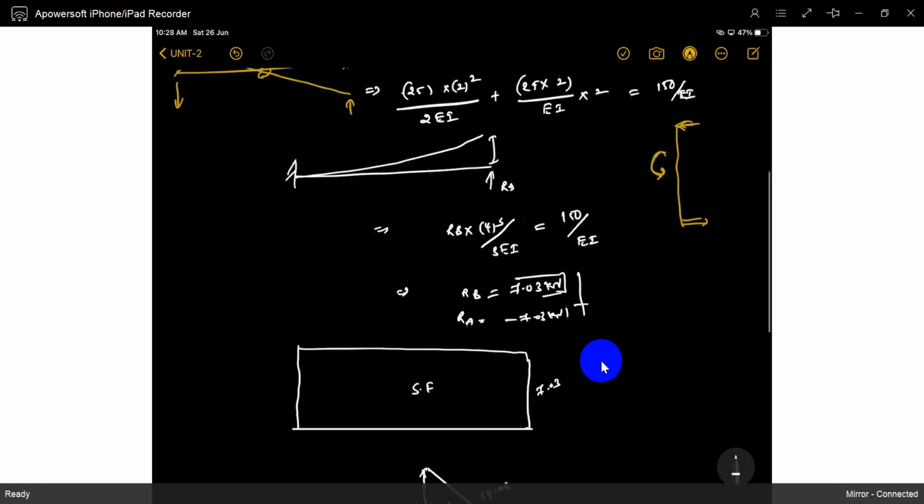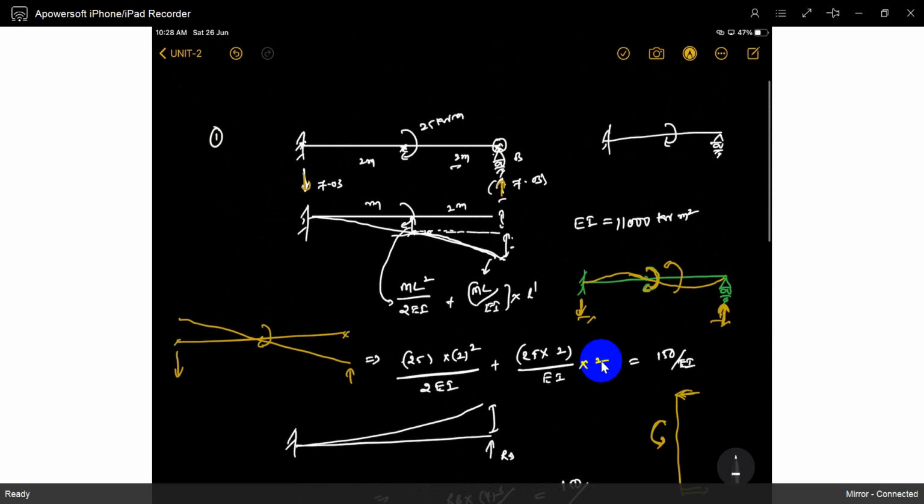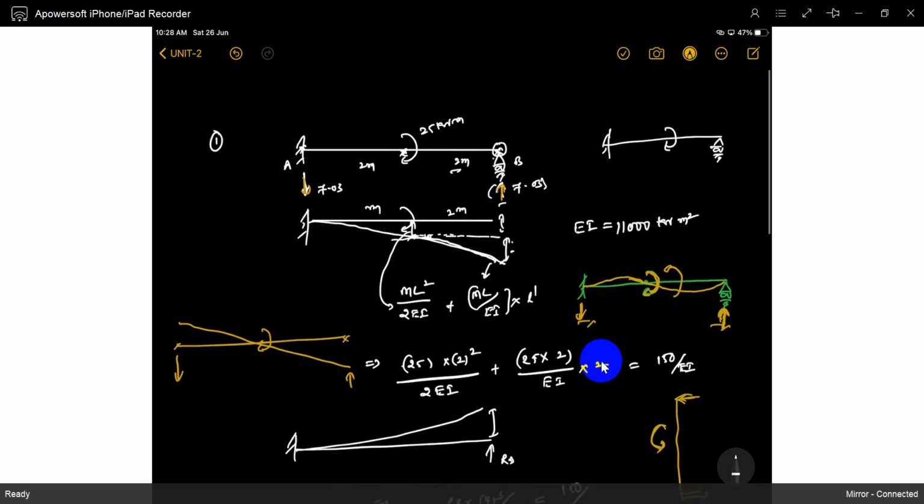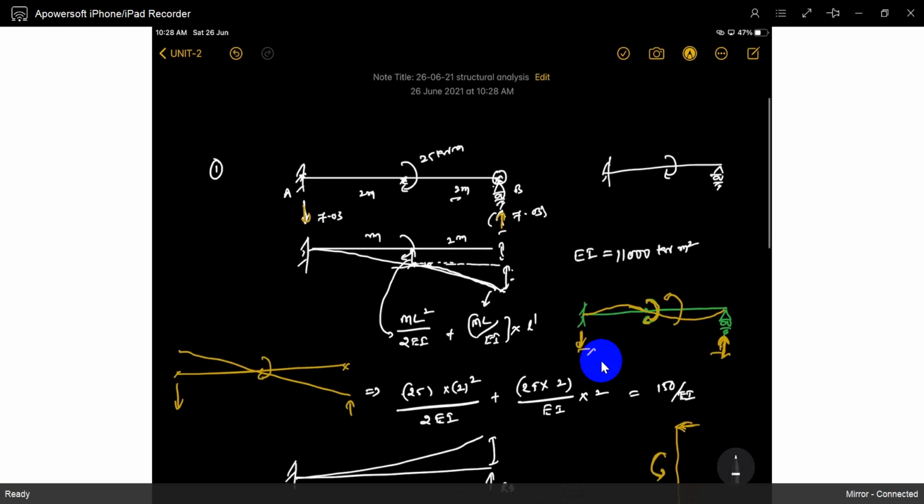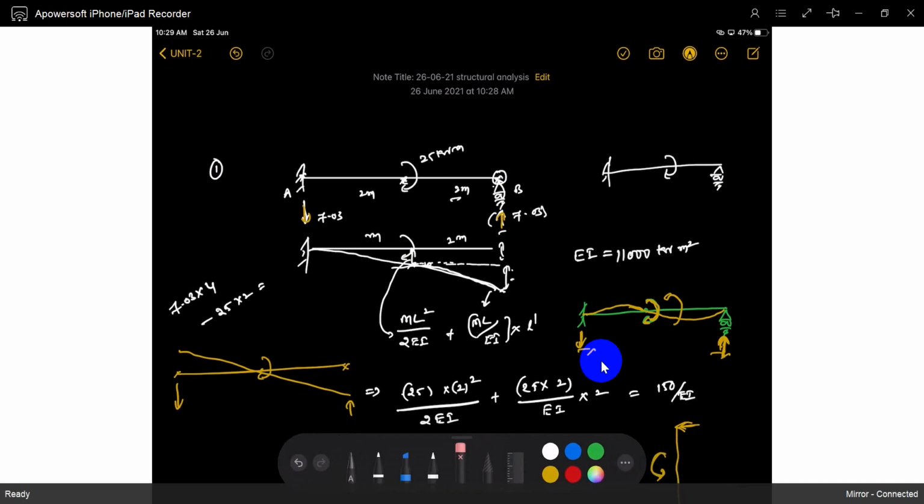And also, what is the moment here at A? We didn't see what is the moment at A. See, 7.03 into 4 minus 25. What is that value? 7.03 multiplied with 4, answer minus 25. 25 not into 2, because it's a concentrated moment. There is no 2, just 25. So 3.12. Understood?